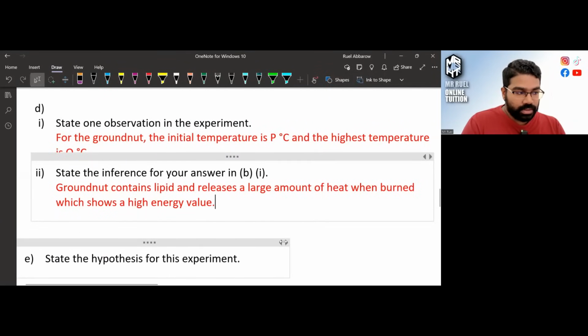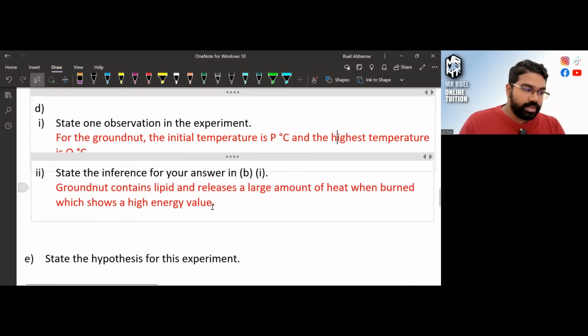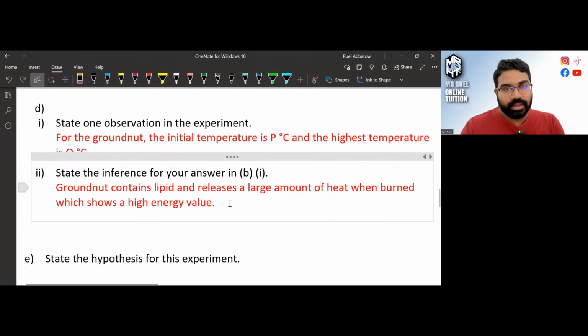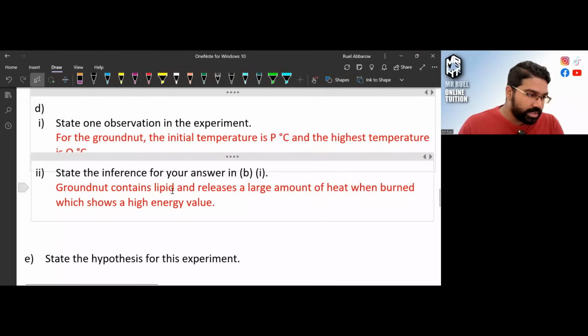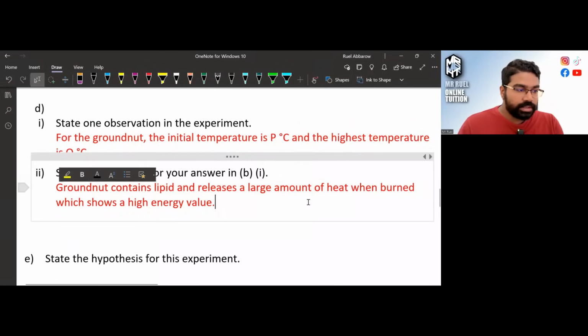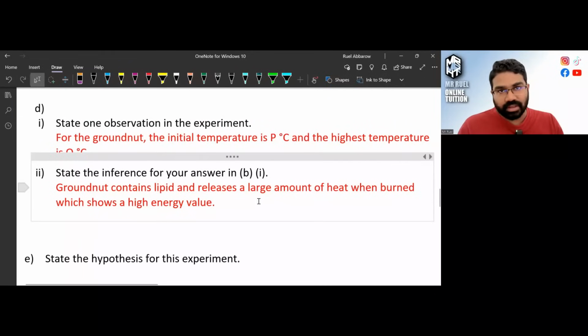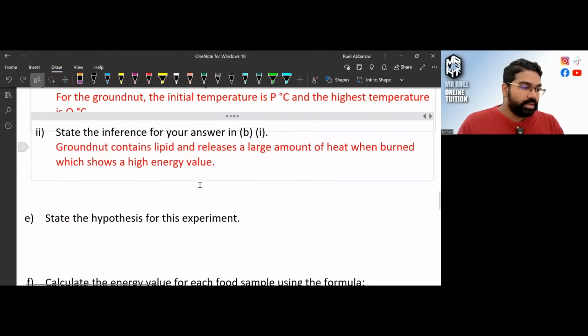Okay, all right. Actually, in this answer I've added some insurance. Just based on this, why is the initial temperature like this and the higher temperature like this? It contains lipid and releases a large amount of heat. This should be it. But just for insurance, we talk about the energy value as well, which shows a high energy value. Please include everything. Better to have insurance. Okay. Done. So state the hypothesis.